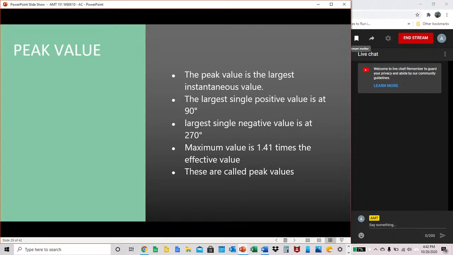The peak value. The peak value is the largest instantaneous value. The largest single positive value is at 90 degrees. The largest single negative value is at 270 degrees. Maximum value is 1.41 times the effective value, and we'll talk about effective value next. These are called peak values.